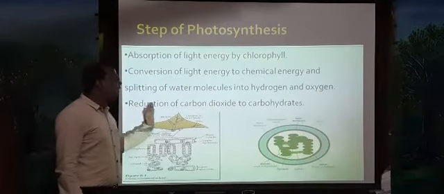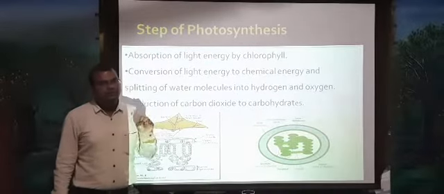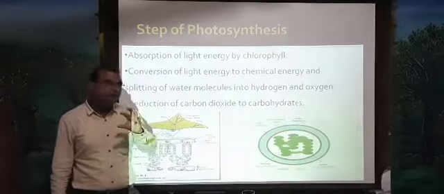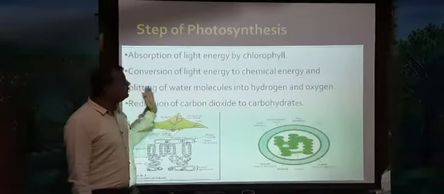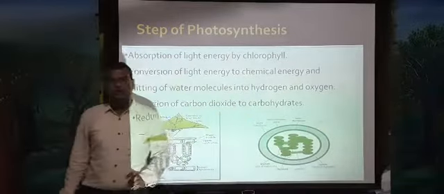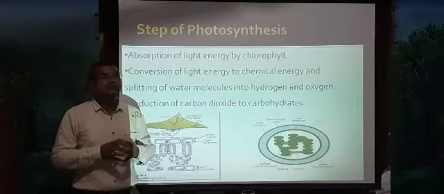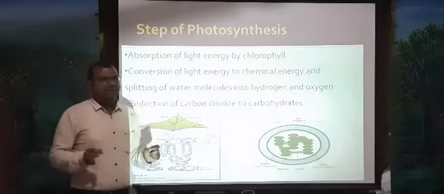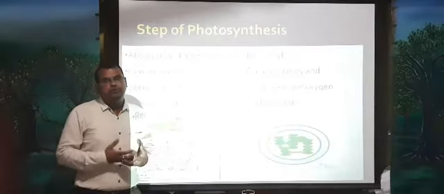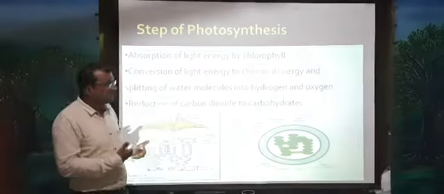The third one is the reduction of carbon dioxide to carbohydrates. As we already know, the food which is prepared during photosynthesis is called carbohydrate. So it is the reduction of carbon dioxide into carbohydrates. These are the steps which take place during photosynthesis. But these steps do not necessarily take place continuously one after the other.